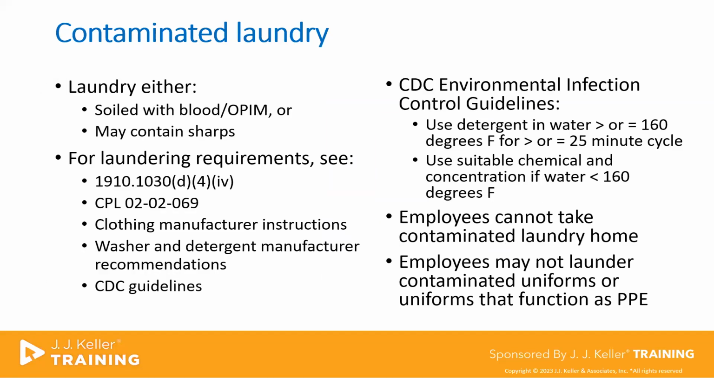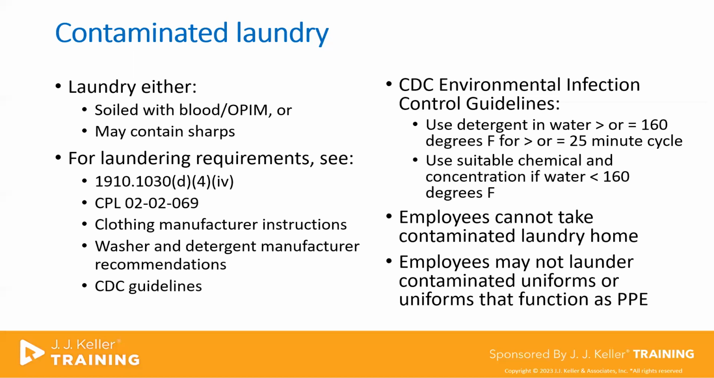Contaminated laundry is laundry which has been soiled with blood or OPIM or may contain sharps. The CPL and interpretations say that clothing manufacturers' instructions should be met and CDC guidelines are available. The CDC guidelines offer two choices listed on the slide. Workers may not take contaminated laundry home. It's the employer's responsibility to launder any contaminated laundry or PPE, but you can have a contractor do it. Just make sure the containers of laundry are labeled or color-coded.